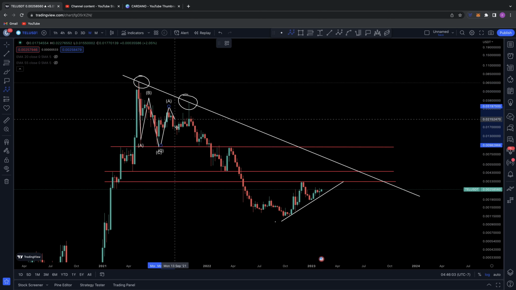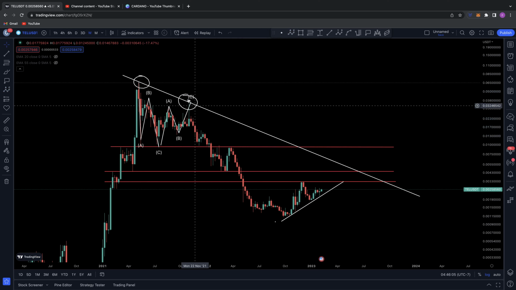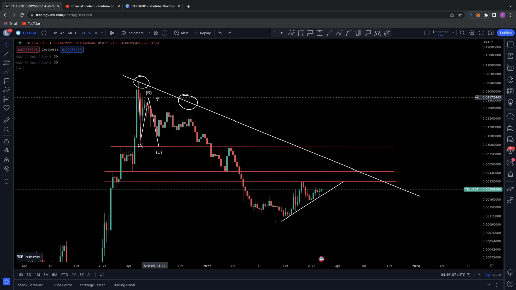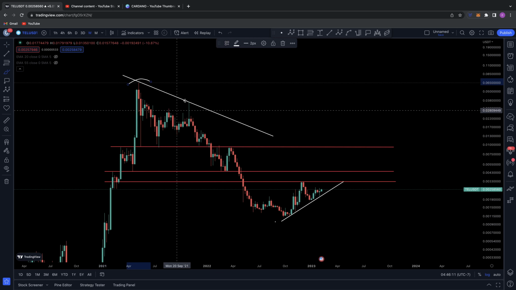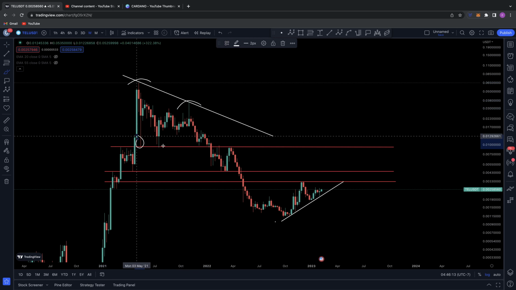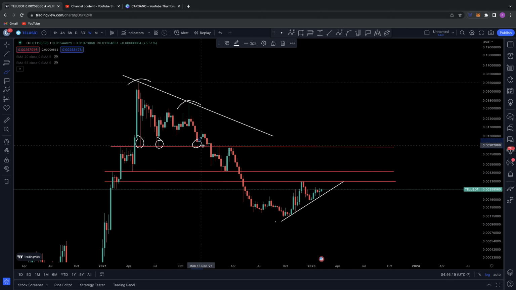You had another A, a B, a C, and then this confirmed you had 2 points of resistance, depleting buying pressure because you were putting in lower highs at this point. You had a high, a lower high, and you had this level of support here for TEL previously, all the way from May up until January of 2022.